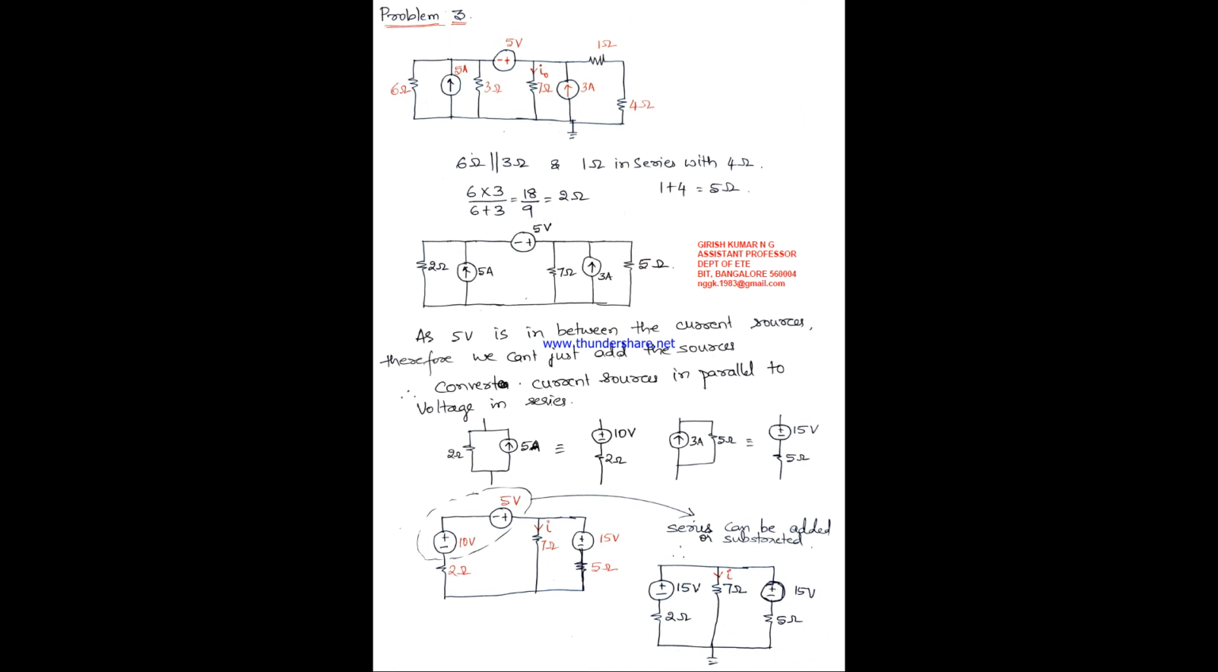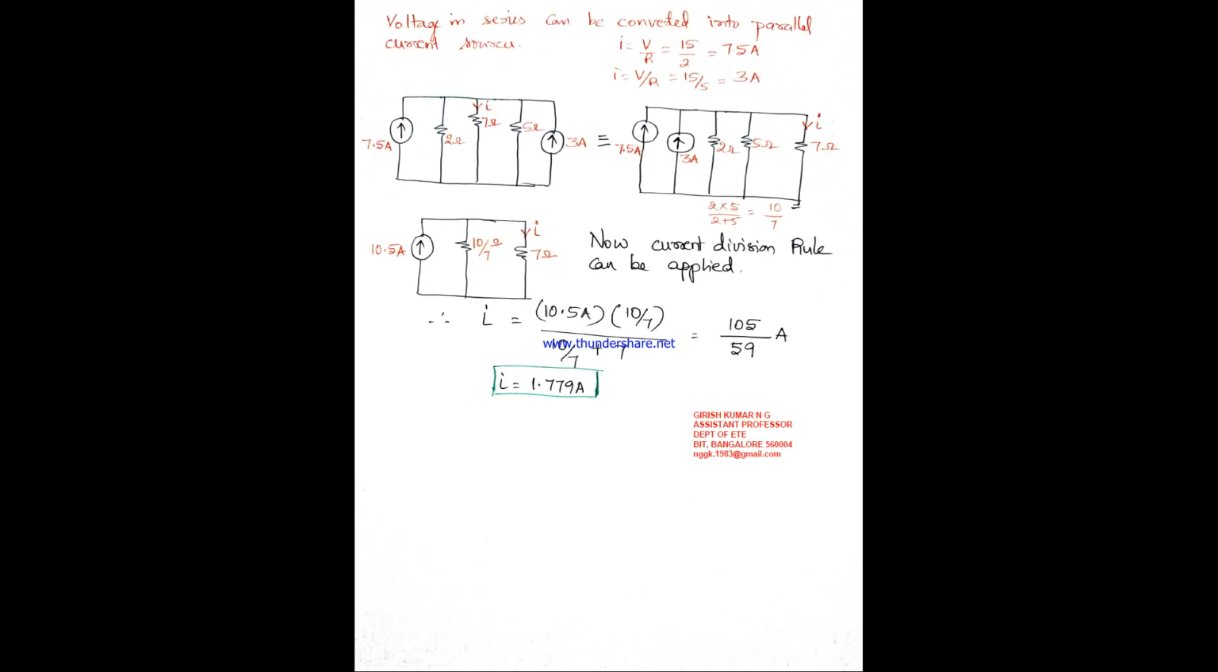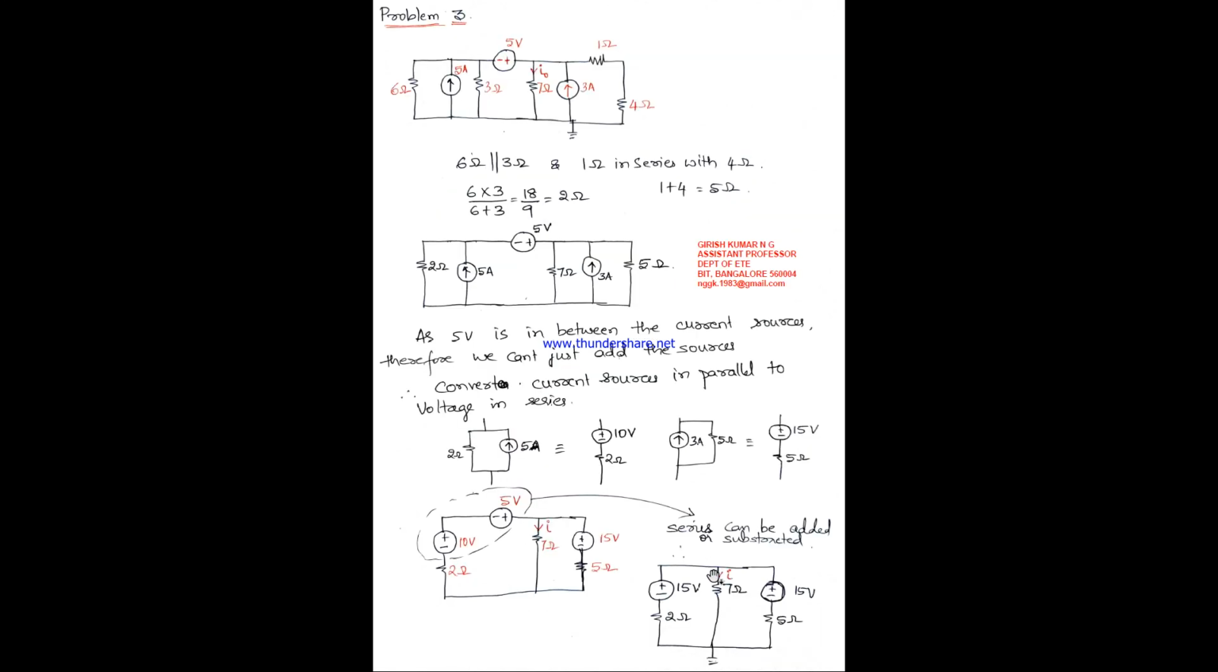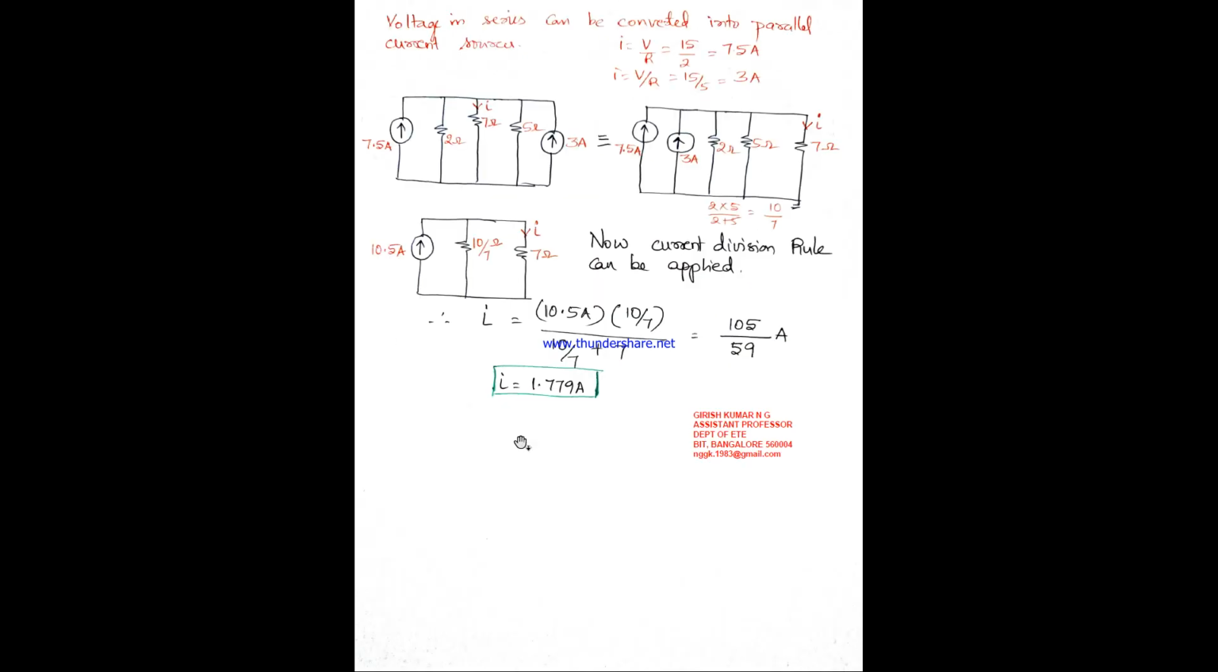Means you need to again convert that into parallel, because in parallel the current sources always get added up. Okay. So again see, I have written the same thing. 5 ohms in parallel with 3 amps. So similarly here 7.5 amps in parallel with 2 ohms. Where did I get this? With this 15 volts in series with 2 ohms. Okay. So 15 by 2 is 7.5 amps is the current value that I get.